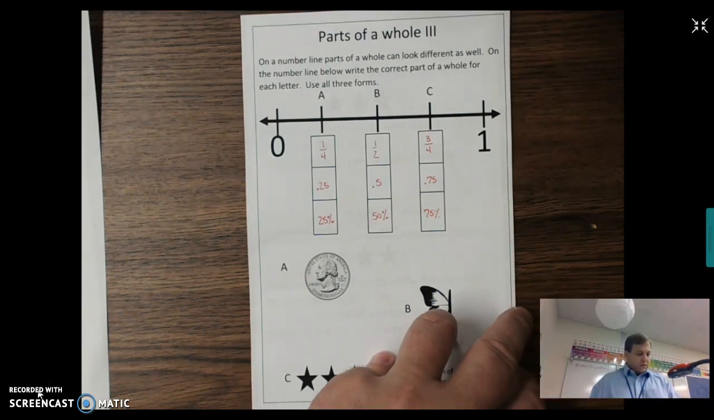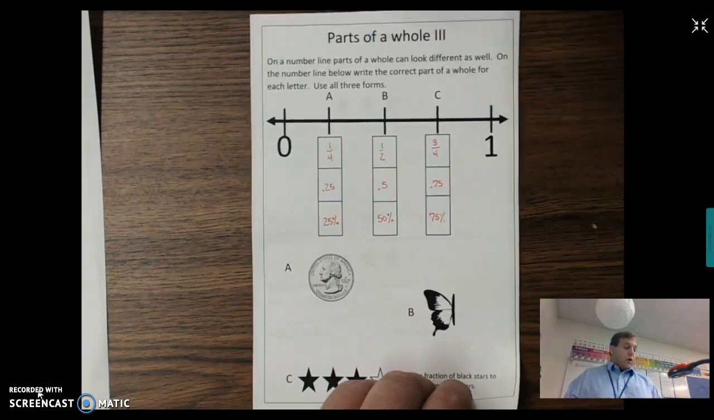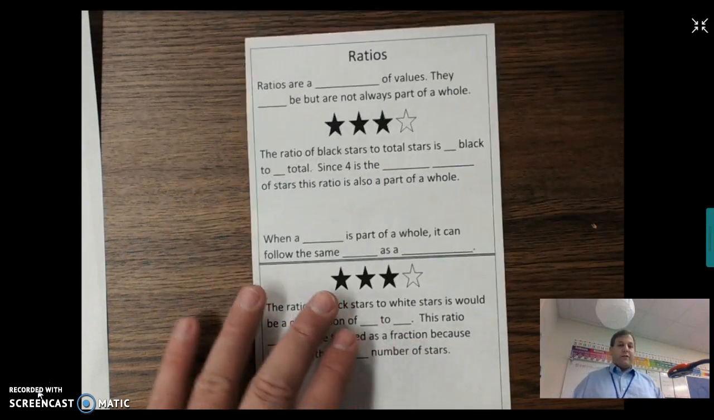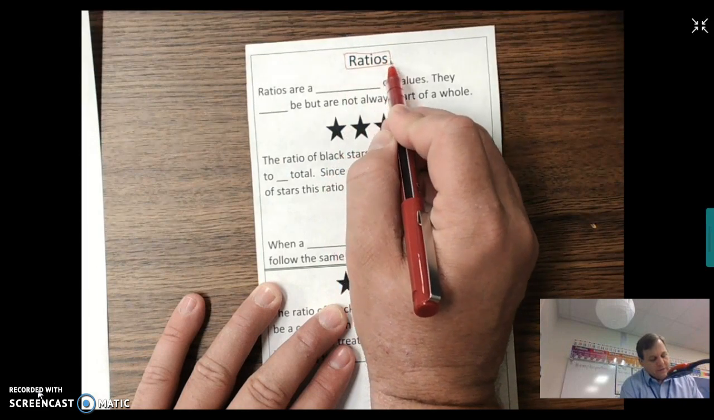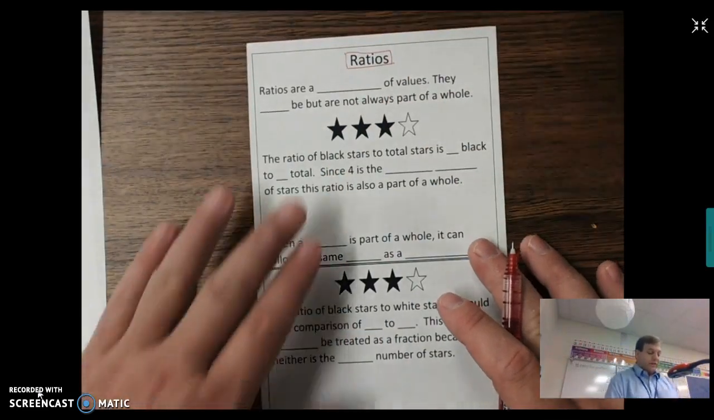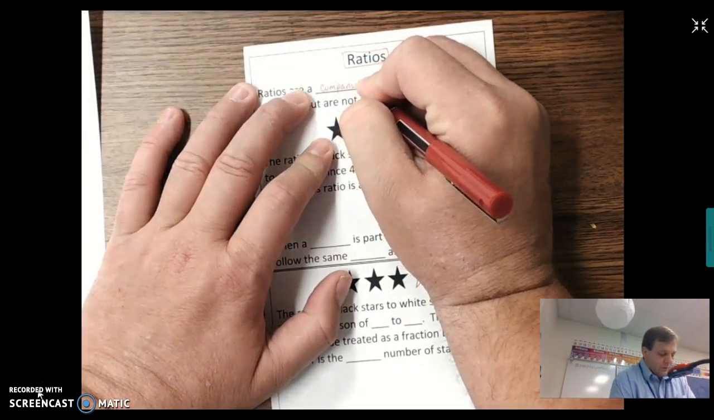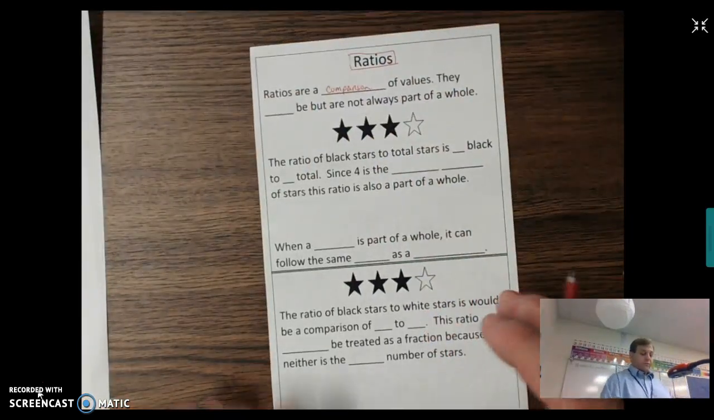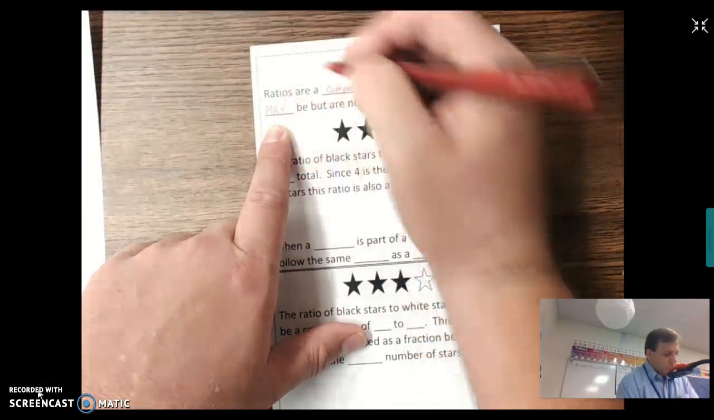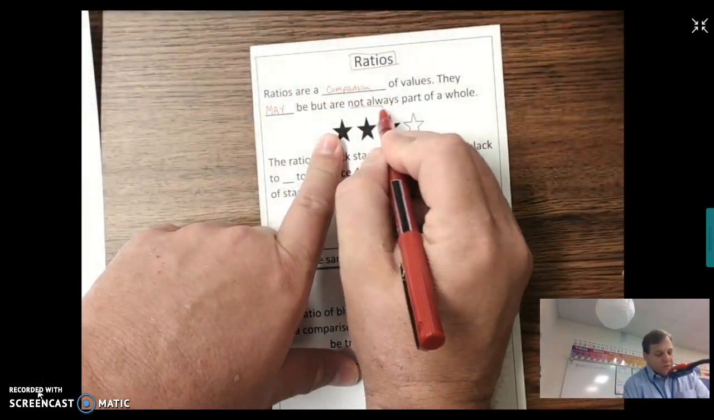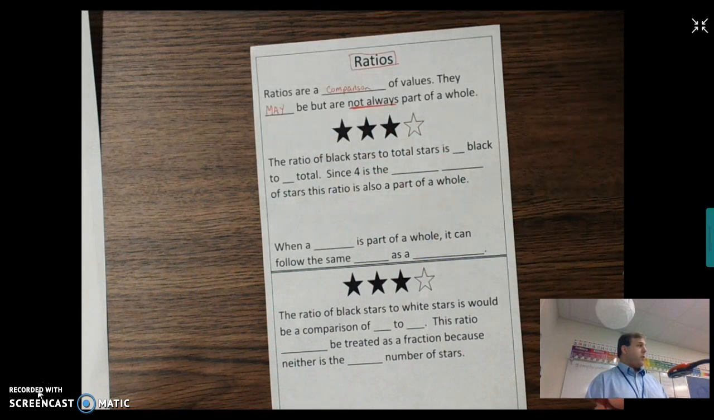Okay. We're going to use number lines a lot this year. Number lines can be really powerful tools. Now, we're going to look at a 4th thing called a ratio, and it is related to fractions, but it is not exactly the same thing, so we're going to talk about it. A ratio is a comparison of values. Okay, a comparison of any values. They MAY be, so we're going to write may in capital letters. They may be, but are not always, and we're going to underline not always, part of a whole. Sometimes they are parts of a whole, sometimes they're not.